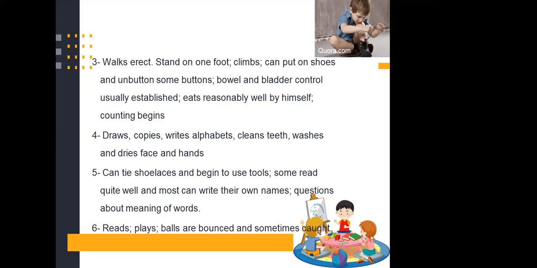In 4 years of age, the child then now begins to draw, copies, and write alphabets, cleans teeth, washes and dries face and hands. And in 5 years of age, the child can tie shoelaces and begin to use tools. Some read quite well in this age, and most can write their own names. And questions about meanings of words also arises during this age. And finally, in 6 years of age, the child can read, play, and balls that are bounced are sometimes caught by them in this age.